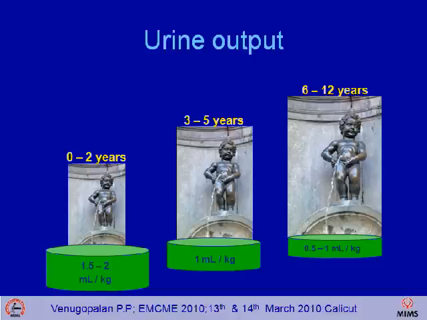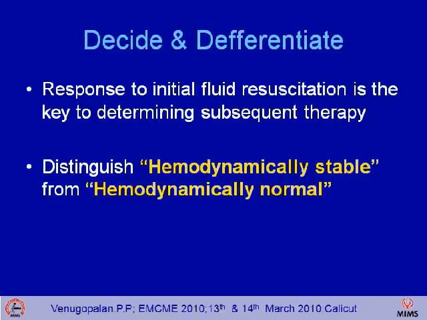And whenever urine output is used as an index of cardiac output, particularly when you are treating pediatric cases, you should know the normal urine output for different ages. For an infant or a child less than 2 years, the normal urine output is 1 to 1.5 ml per kg, for a preschool child it is less than 1 ml per kg, and for a child of 6 to 12 years, the urine output is 0.5 to 1 ml per kg.